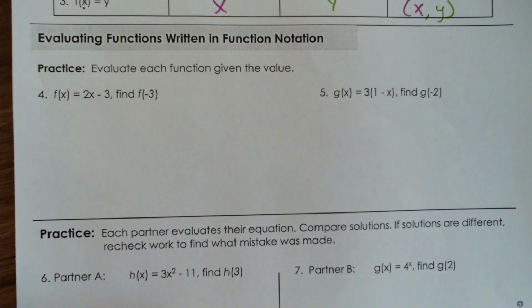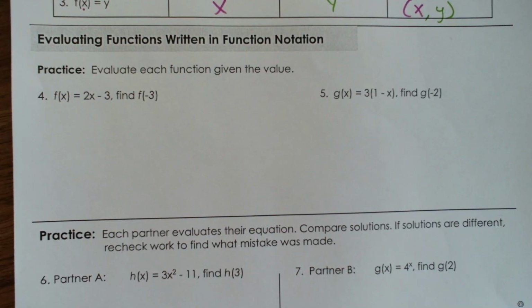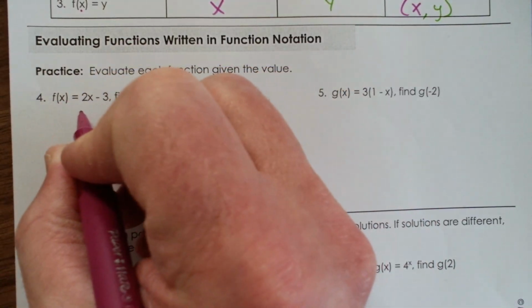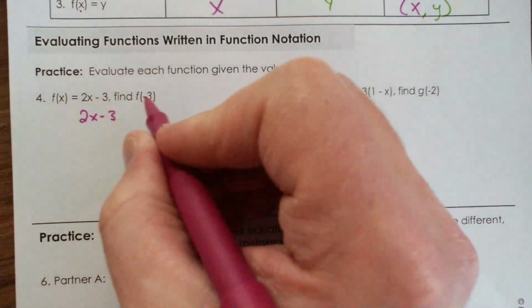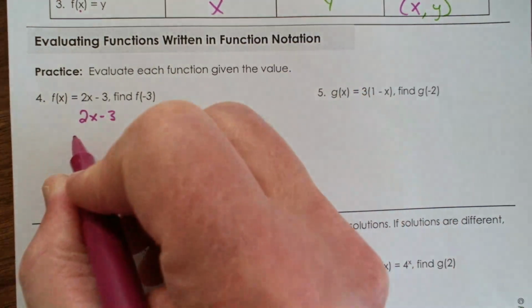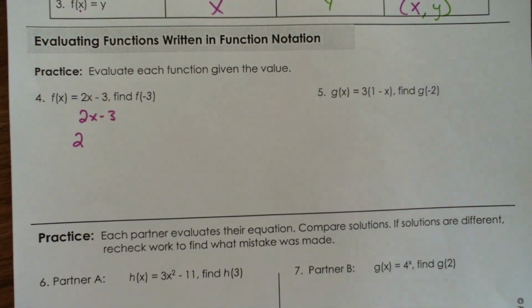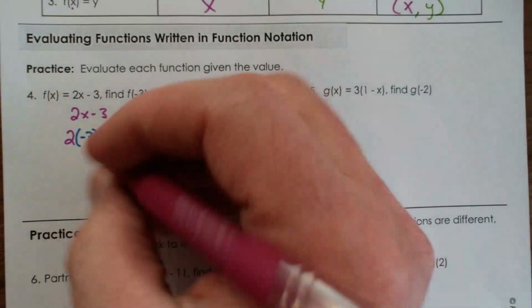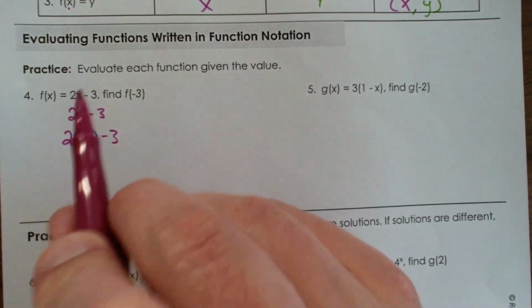So, evaluating functions in function notation. We're going to evaluate each function at the given value. So f of x equals 2x minus 3. Find f of negative 3. We're saying, okay, this is my function, 2x minus 3, and my input value is going to be negative 3. So I would write 2, and we'll go with blue, I'm going to substitute in negative 3, and then that minus 3 comes along at the end.